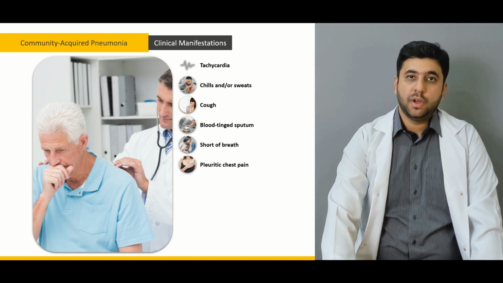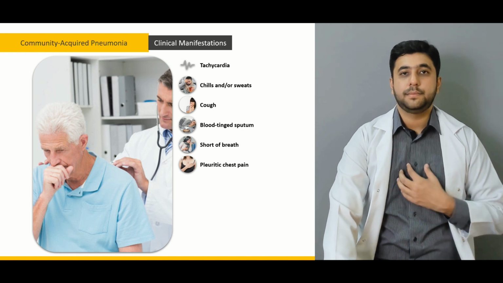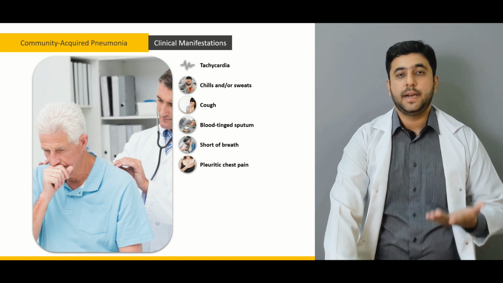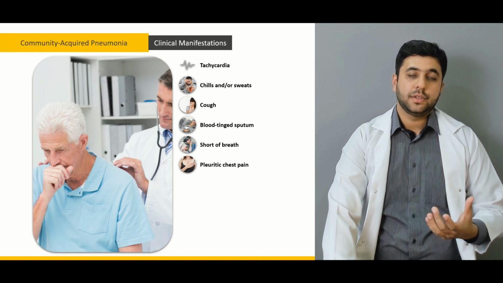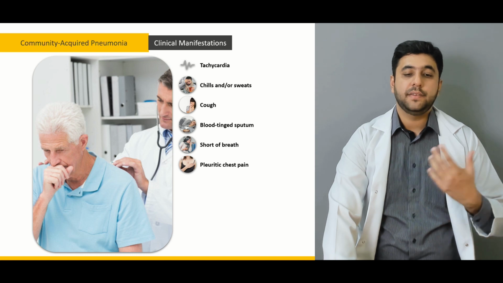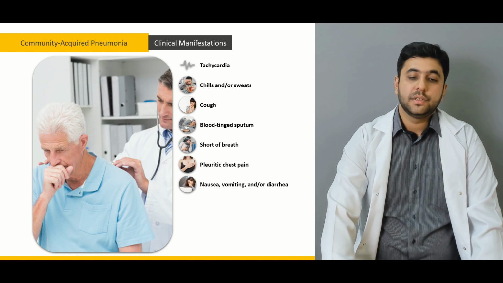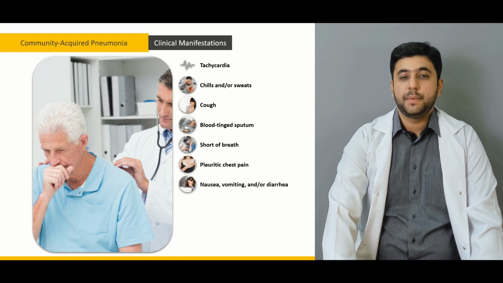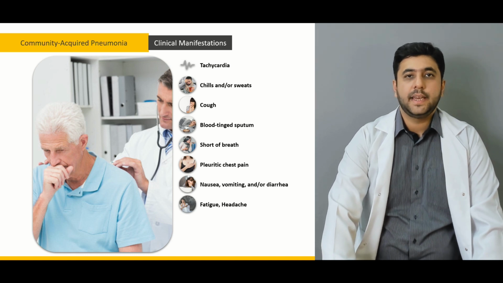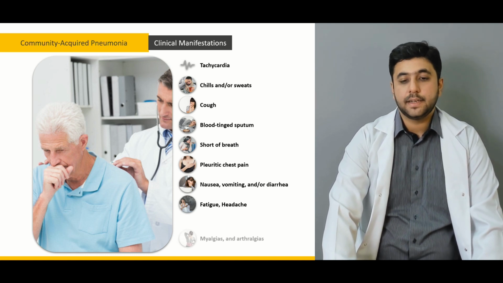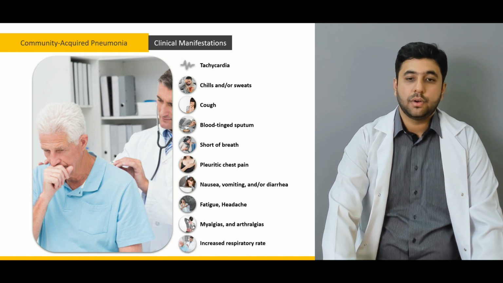The pleura can be involved in the advanced stage of the disease, and when the patient inspires, he feels pleuritic chest pain. The pleura are unable to expand because of the thickness of the mucus plug, because of the infection. So whenever he inspires, he feels pleuritic chest pain. Now, the general symptoms of the disease are nausea, vomiting, and diarrhea, which are associated with any infection, and malaise like fatigue, headache, myalgias and arthralgias, and increased respiratory rate called tachypnea.